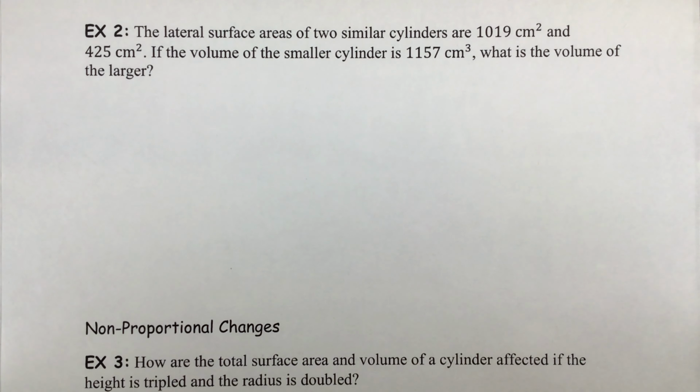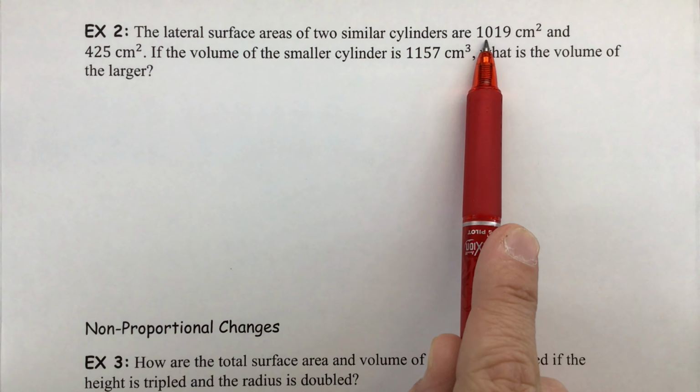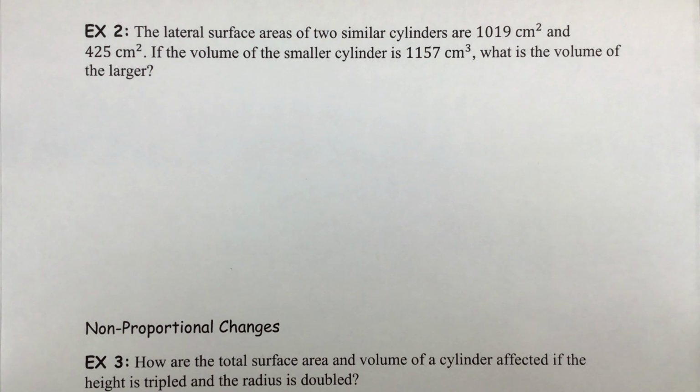Example 2. The lateral surface areas of 2 similar cylinders are 1,019 centimeters squared and 425 centimeters squared. If the volume of the smaller cylinder is 1,157 centimeters cubed, what is the volume of the larger? Okay, so what we're really being provided with here are 2 values, the 1,019 and the 425, that relate the area. So we can actually figure out a scale factor that relates these 2 similar figures in 2 dimensions. What we're going to need to figure out is a scale factor that relates the figures in 3 dimensions so that we can get the volume of the larger one.